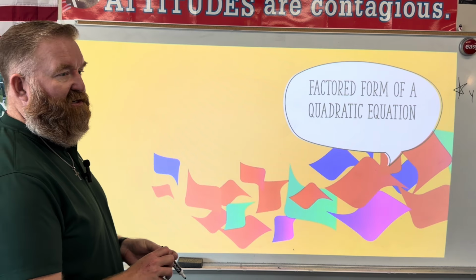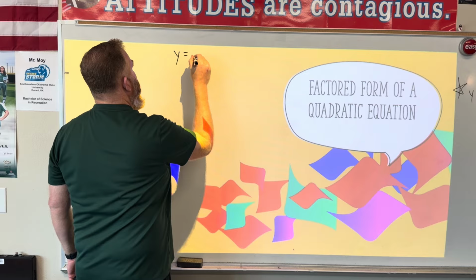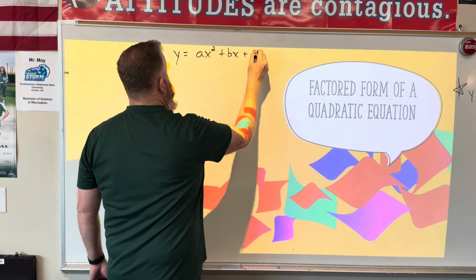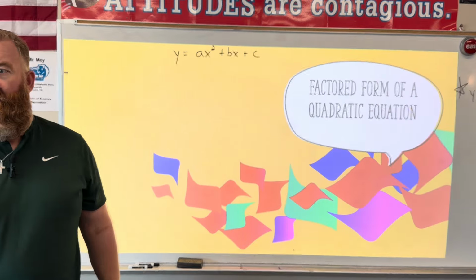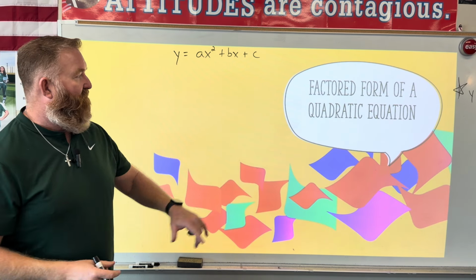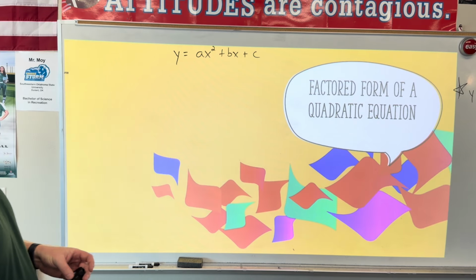So today we're going to start talking about equations. If you remember, you might want to put this at the top of your paper: y equals ax squared plus bx plus c. That is your quadratic equation. Today, I'm going to show you how to get what's called a factored form of an equation.